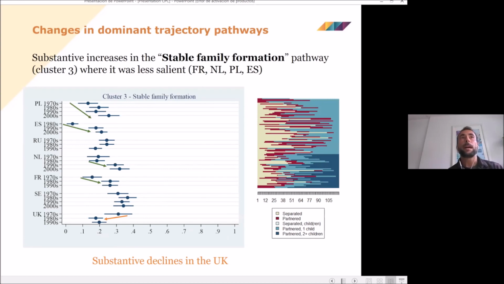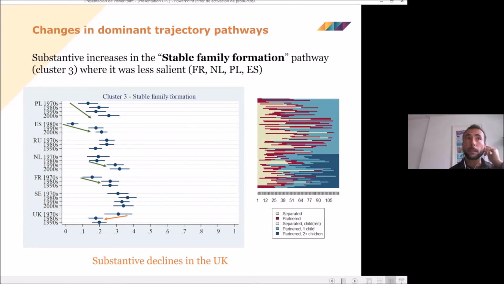In contrast, the other dominant pattern, the stable family formation pathway, which is way more complex, has gained relevance over time among these laggards. But this pathway has not really replaced the no family pattern. It just has gained some relevance. So now we have two equally important patterns among the laggards, which suggests that there is now more diversity in post-separation life courses in these countries too.